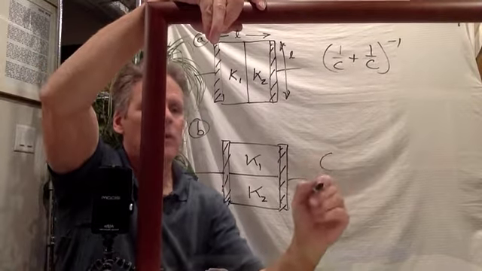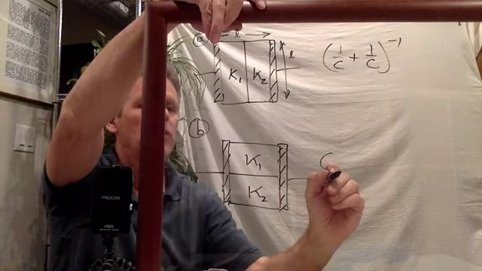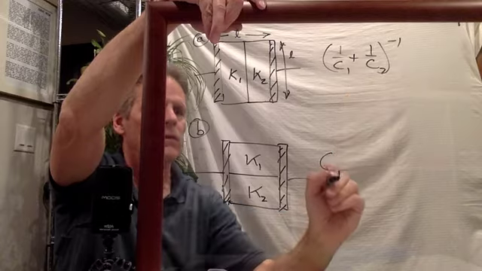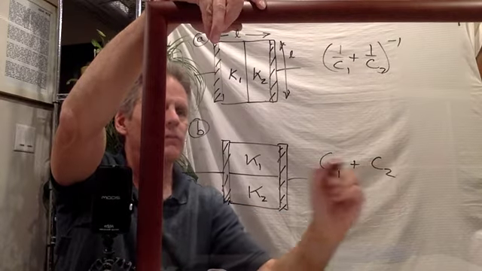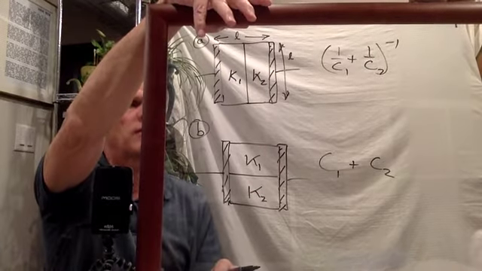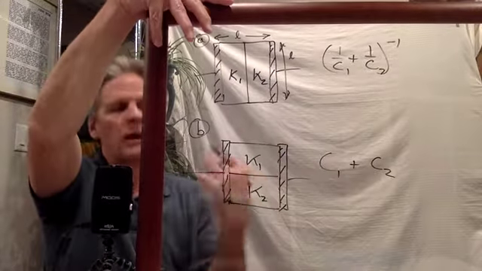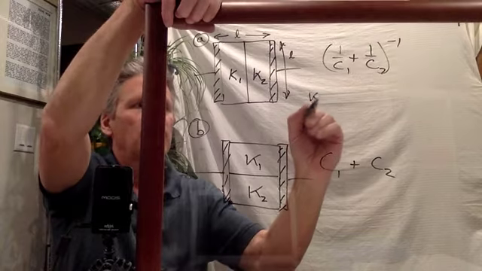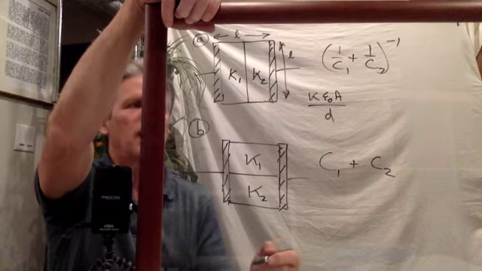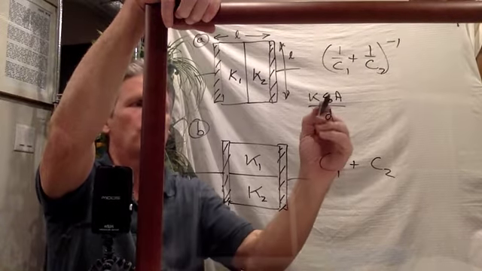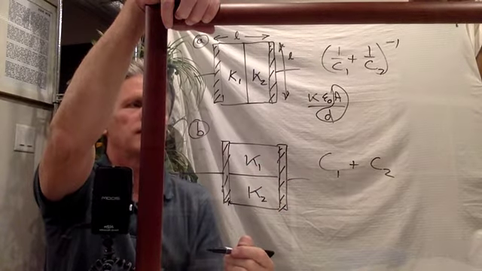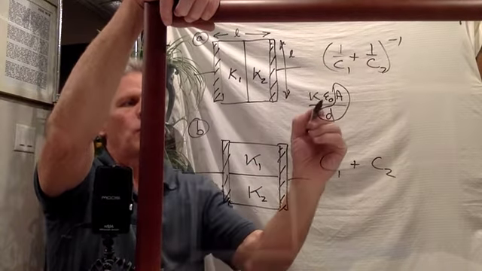So, what do we know about the capacitance in parallel? We know capacitors in parallel add: C1 plus C2. That's what we know. Now all we need to do is figure out what these capacitances are. Once again, right on the equation sheet, kappa epsilon 0 A over D is the capacitance. So it's just a matter of figuring out what the A over D is and what the appropriate kappa is.